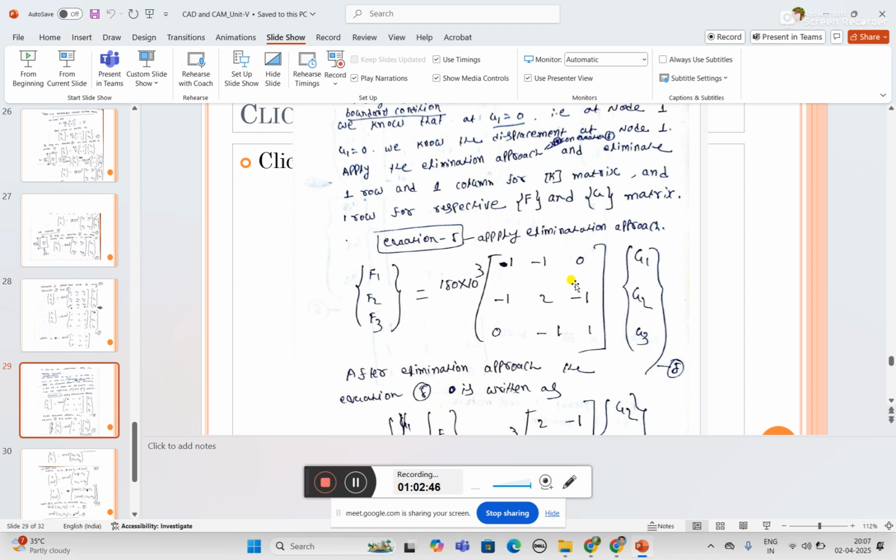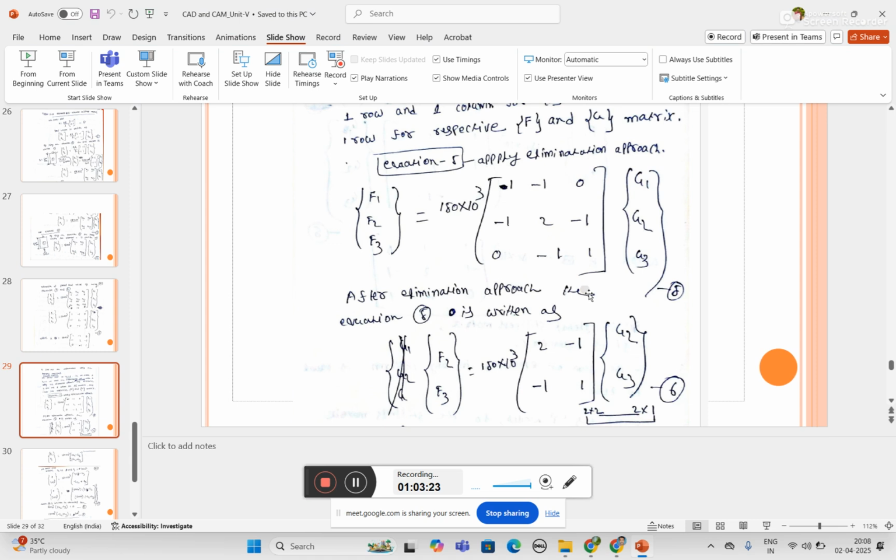ఆ విధంగా చేసే మెథడ్ని ఎలిమినేషన్ అప్రోచ్ అంటాం. బౌండరీ కండిషన్లో, ప్రాబ్లంలో టాప్ నోడ్ U1 దగ్గర డిస్ప్లేస్మెంట్ లేదు కాబట్టి 0, కాబట్టి దాన్ని ఎలిమినేట్ చేస్తున్నాం. దానిలో భాగంగా ఈ K మ్యాట్రిక్స్, సెంటర్లో F1 F2 F3 ఫోర్స్ వెక్టర్లో F1 ఎలిమినేట్ చేస్తాము. 150 ఇంటూ 10 పవర్ 3 ఇంటూ ఈ 3×3 మ్యాట్రిక్స్లో ఫస్ట్ రో 1 -1 0, తర్వాత ఫస్ట్ కాలం 1 -1 0ని ఎలిమినేట్ చేస్తాం. తర్వాత డిస్ప్లేస్మెంట్ వెక్టర్లో U1 ఎలిమినేట్ చేస్తాం. ఎలిమినేట్ చేసిన తర్వాత ఇలా ఉంటుంది.